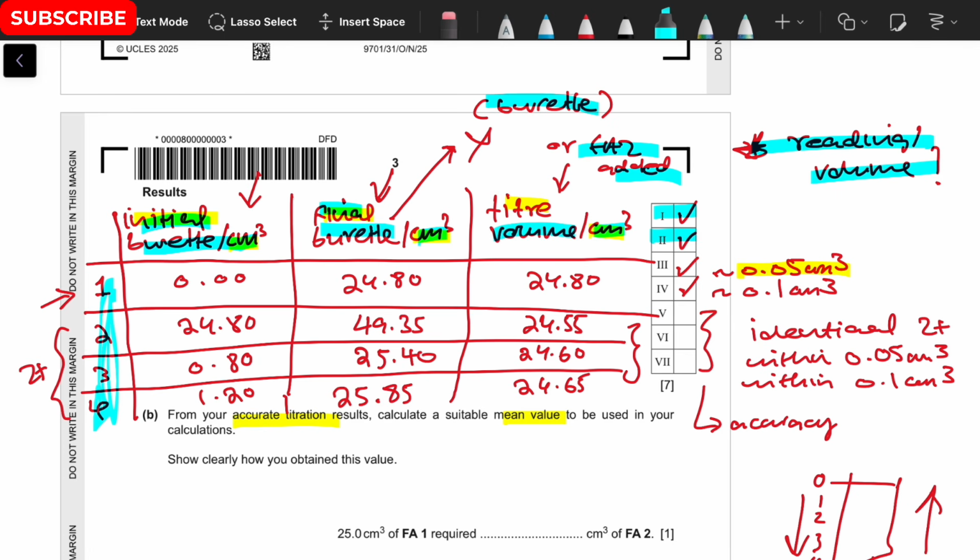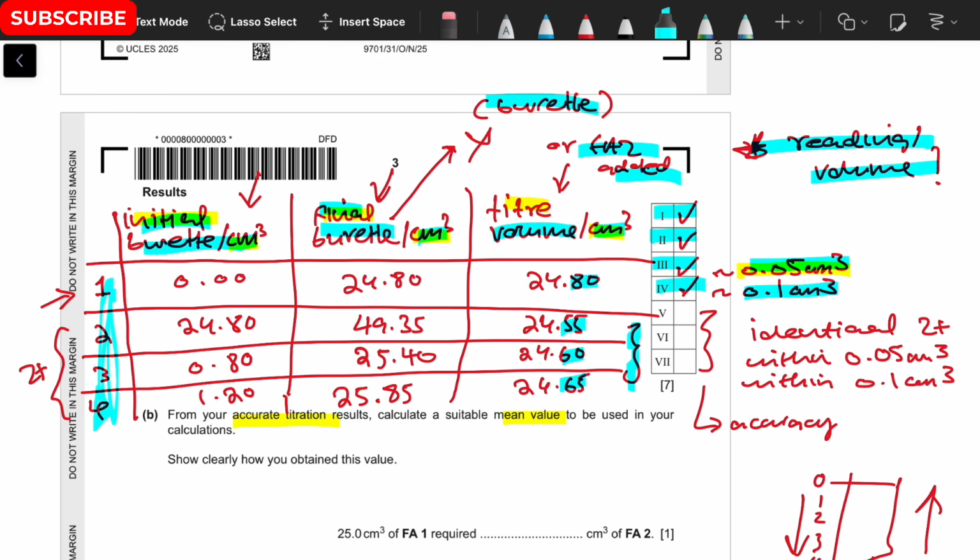That's for mark 2. Mark 3 is for all accurate burette readings to be recorded to 0.05 centimeters cubed. So to 2 decimal places, round up or round down to the nearest 0.05 centimeters cubed. For mark 4, you needed your final accurate titer recorded to be within 0.1 centimeters cubed of any other titer. So really, if we look at my last 3, it could be just 2 or it could be more. They all have to be within 0.1 centimeters cubed of each other for accuracy reasons.